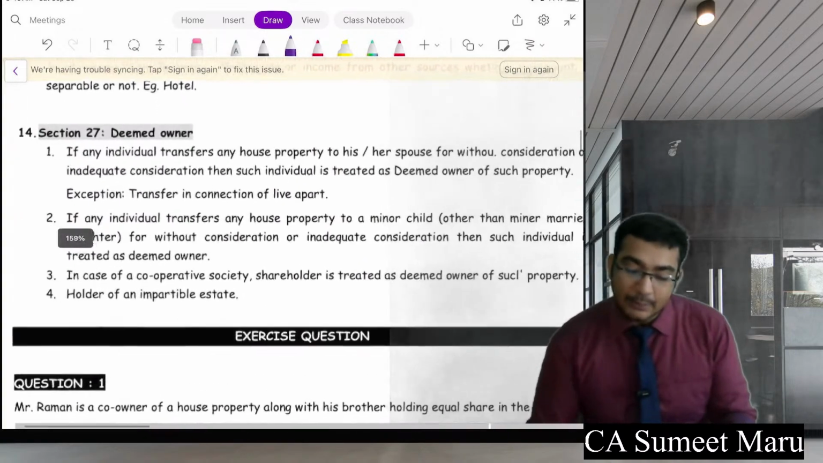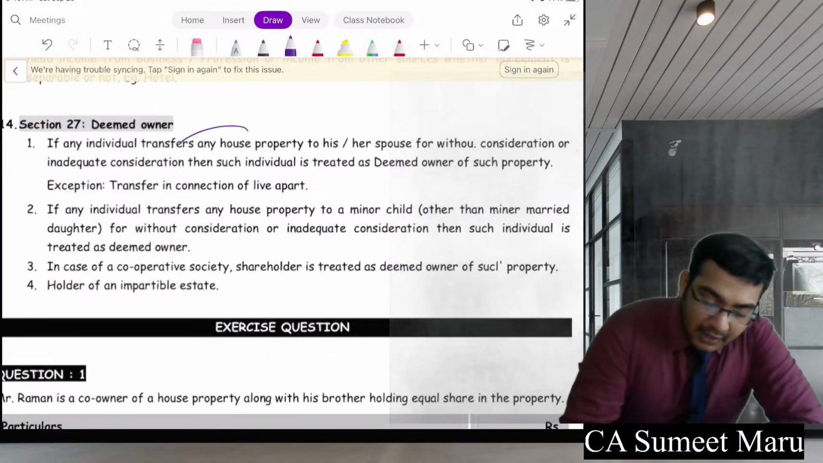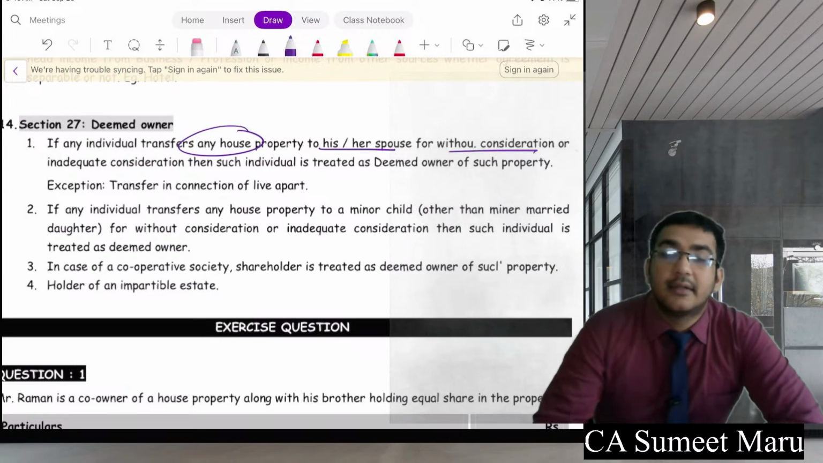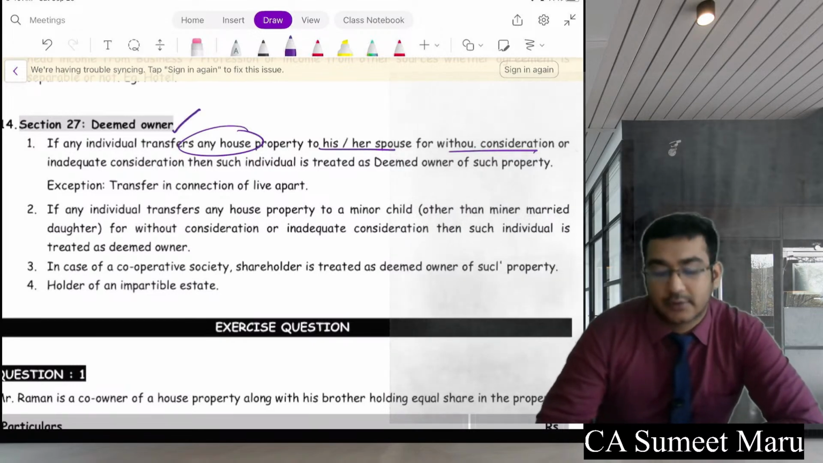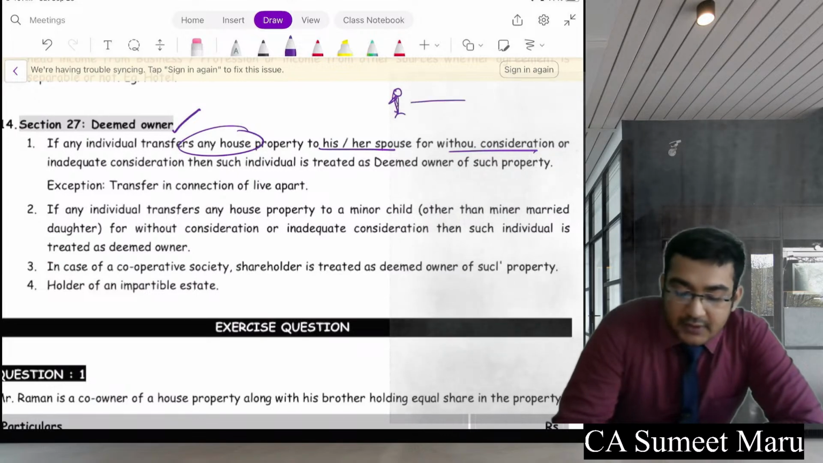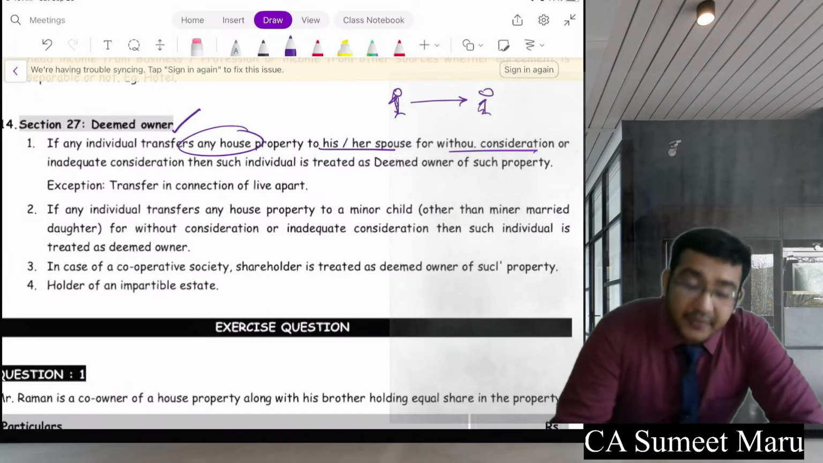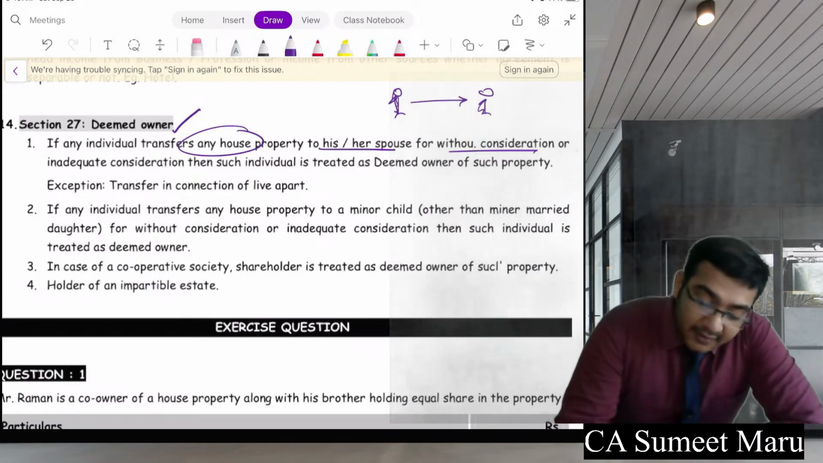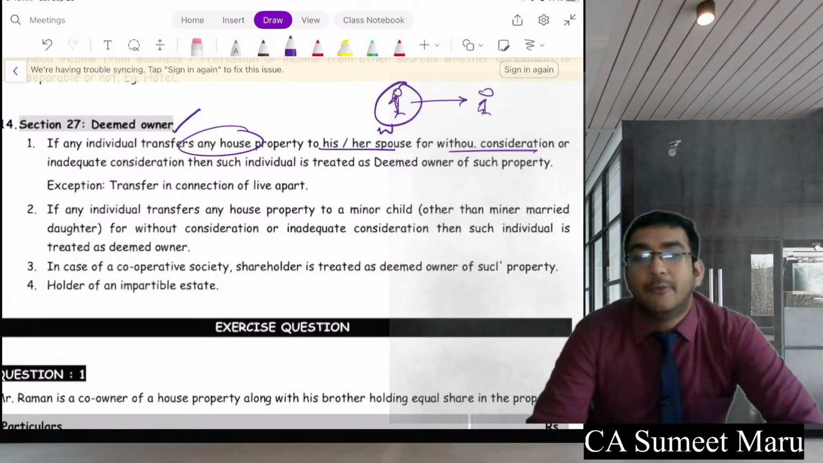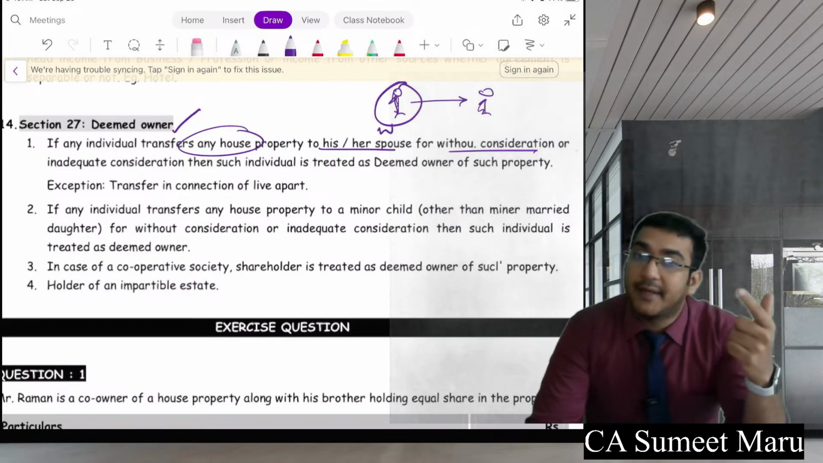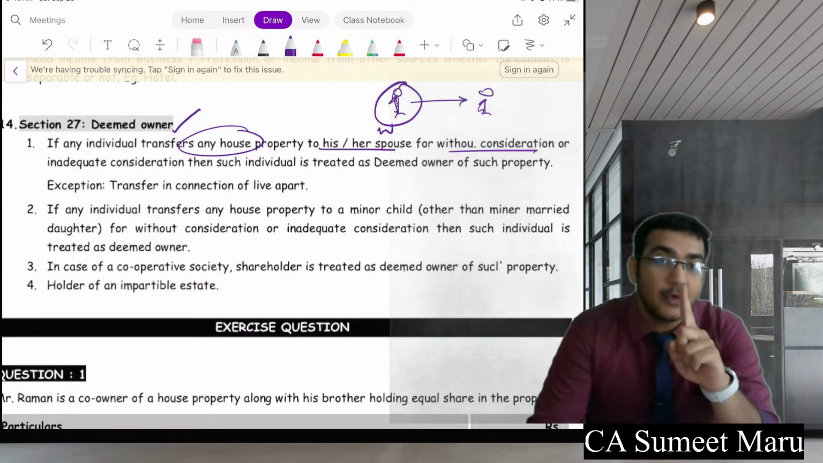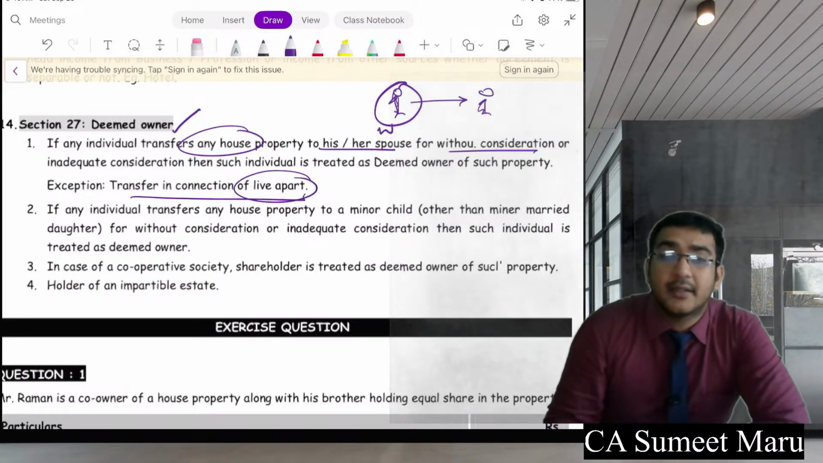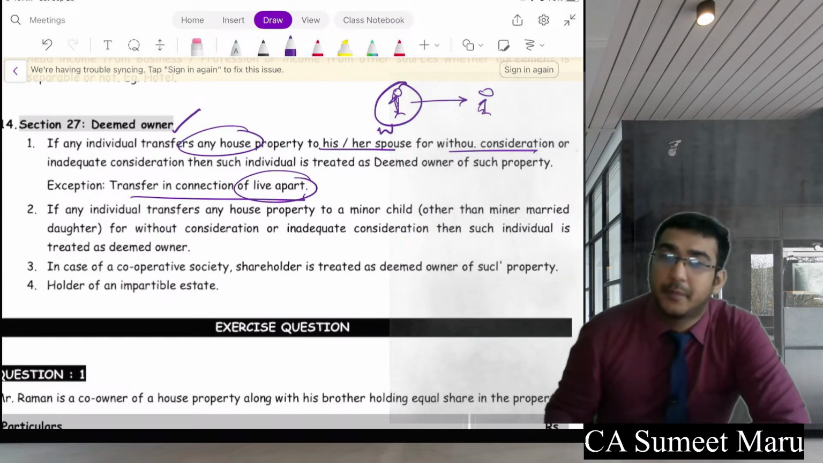Okay, and then comes deemed ownership, which says that when an individual transfers a house to his or her spouse without consideration or for inadequate consideration, the owner will still be the one who transfers the house. So if a wife transfers a house to her husband without consideration or inadequate consideration, which generally won't happen, but still if it happens, the wife would be considered the deemed owner. I will revise this when we do clubbing of income, and that time you have to remember this. But if the transfer is in connection with living apart, the poor person is already in pain, we won't give more pain. No deemed ownership would be there.